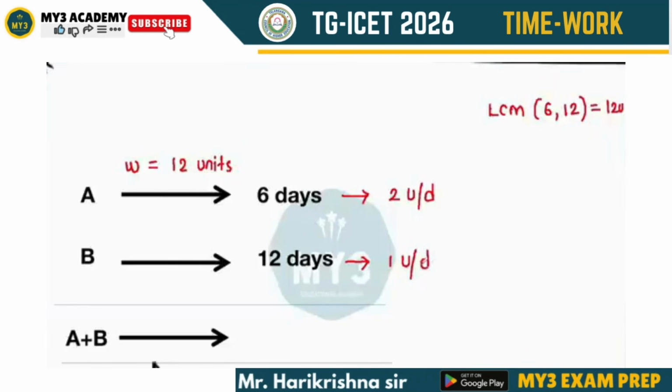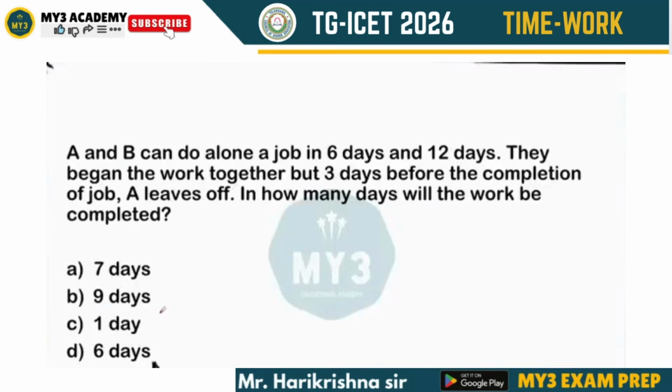And now, the condition is different here. Please observe the condition. They work together, but 3 days before the completion of the job, A leaves off. That means last 3 days, A is not there. That means last 3 days, who is working? Last 3 days, only B is working.